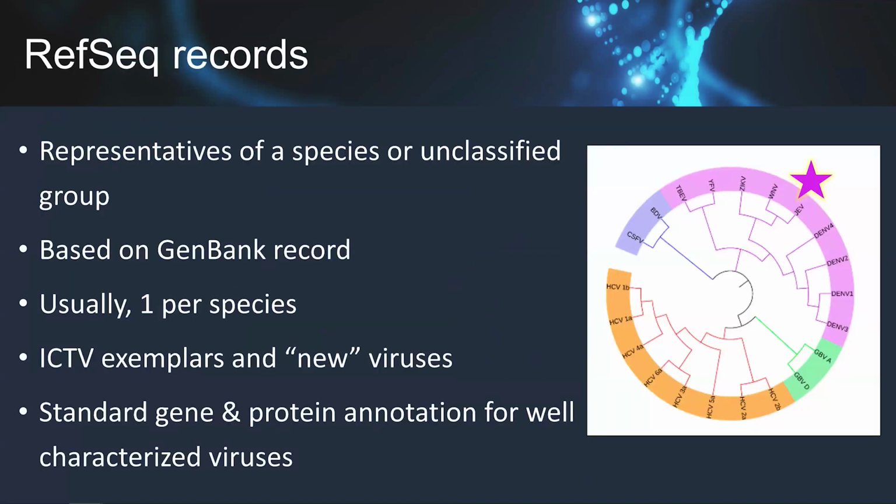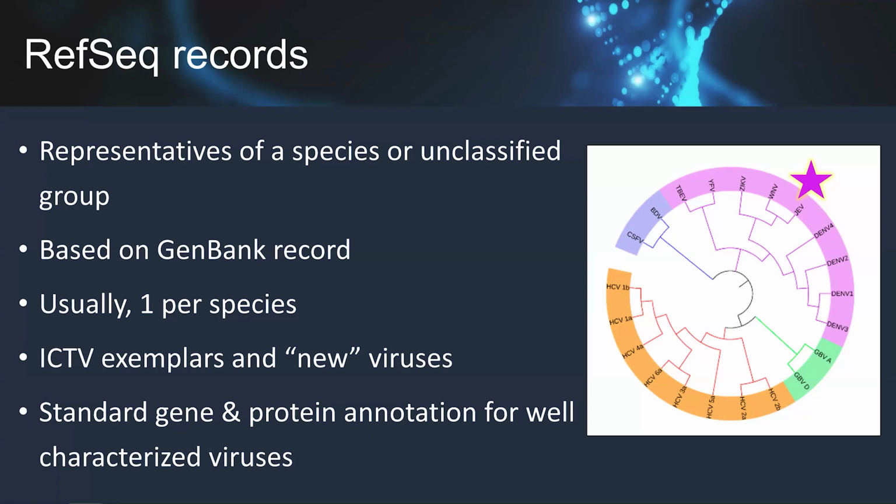We're also responsible for creating RefSeq records for viruses. So RefSeqs are representatives of a species or also of an unclassified group, and I'll get to those in just a moment. They are based on GenBank records. So basically we pick a GenBank record, or a GenBank record is picked, and that can get copied and created as a RefSeq, which we can add updates to.